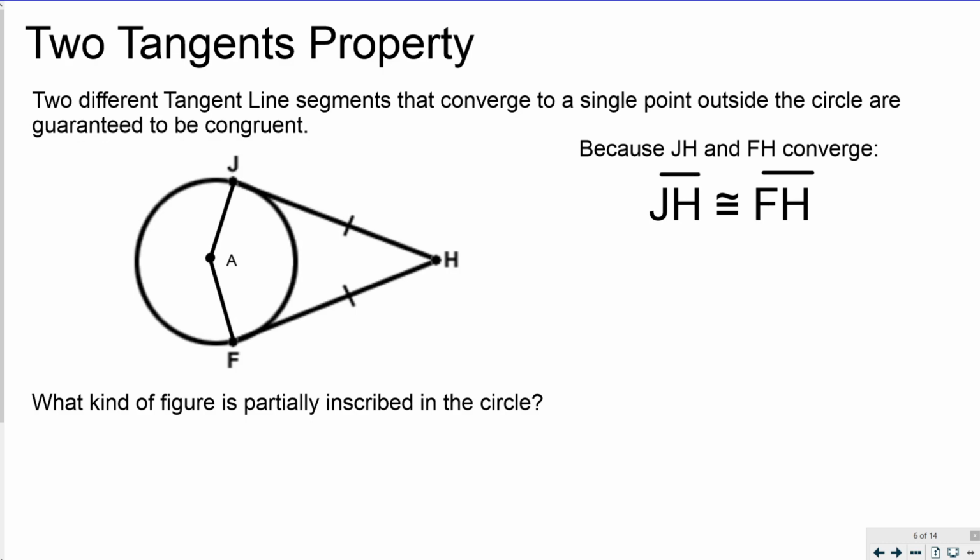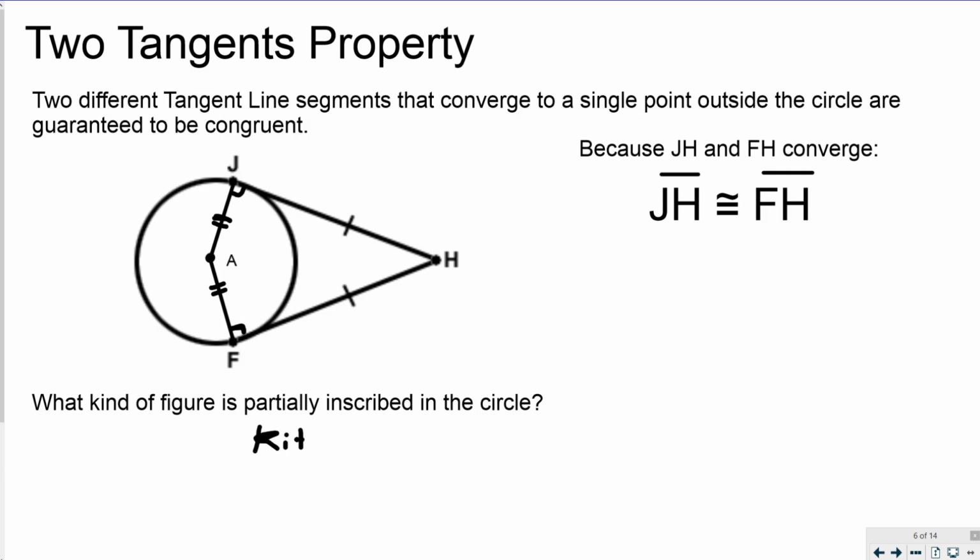If you look at the diagram here, what kind of figure is partially inscribed in the circle? We have a 90-degree angle here, and we have a 90-degree angle here. Well, what kind of shape are we looking at? I have two congruent segments here, two congruent angles across from each other, and I know that the radii are also congruent. So what kind of figure is this? We're thinking back to Unit 6 when we did the properties of quadrilaterals. That's a kite. We have a kite.